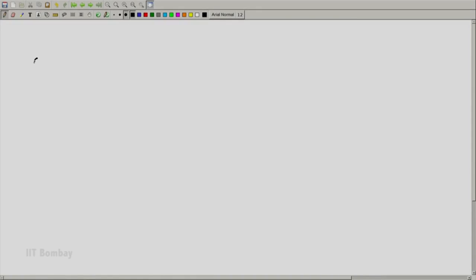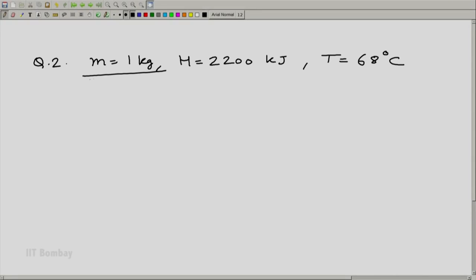Question number 2: M is equal to 1 kg, H is given as 2200 kilojoule, and T is equal to 68 degrees centigrade. Please note that because M is equal to 1 kg, we can write H is equal to 2200 per kg also. If it had been 2 kg with 2200 given, then we would have to get kilojoule per kg for that value of H and use that in the steam table.